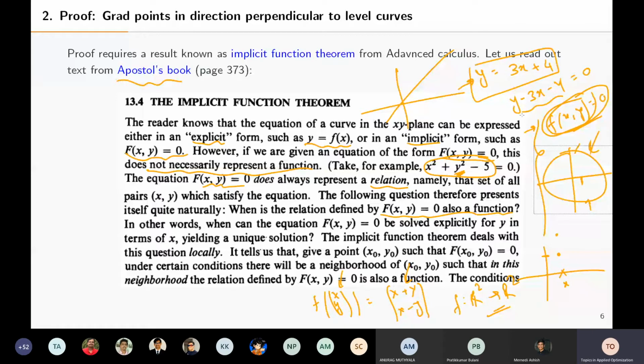So some f(x, y) can be treated as a function like this. In this case it's a line, but some f(x, y) equals 0 may not form a valid function.